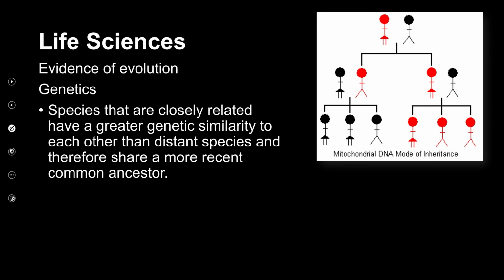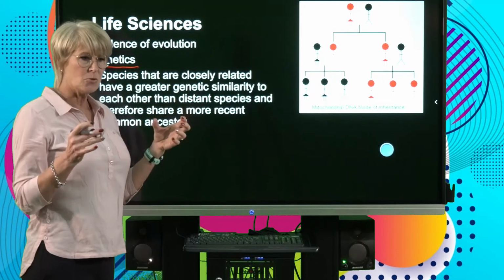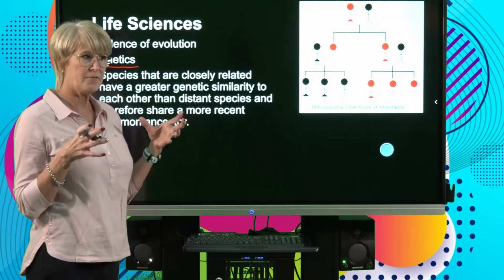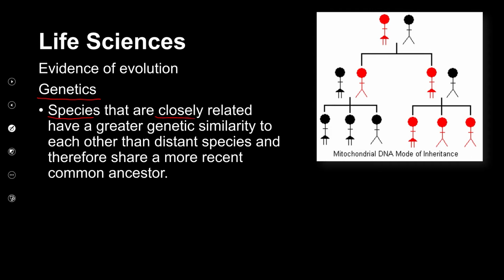All right, then the next concept we're going to have a look at, the next form of evidence, is what we call genetics, and genetics is very important. And with genetics, basically, we have a look to see how closely related organisms are. So the more genes that they have in common, or that are the same, the closer the relationship. Okay, so species that are closely related have greater genetic similarity to each other than organisms that are more distant species. And therefore, they would share a more recent common ancestor.